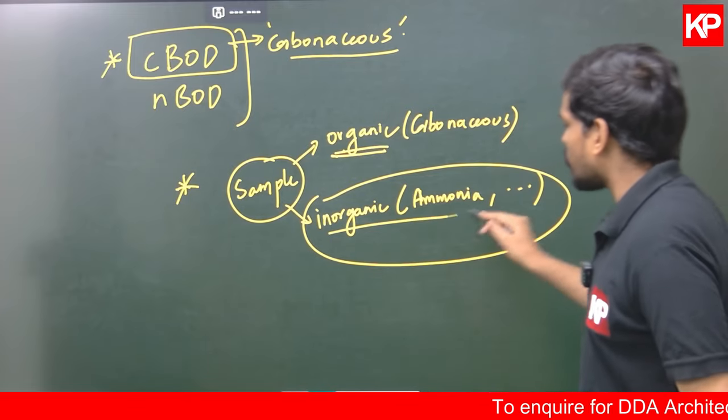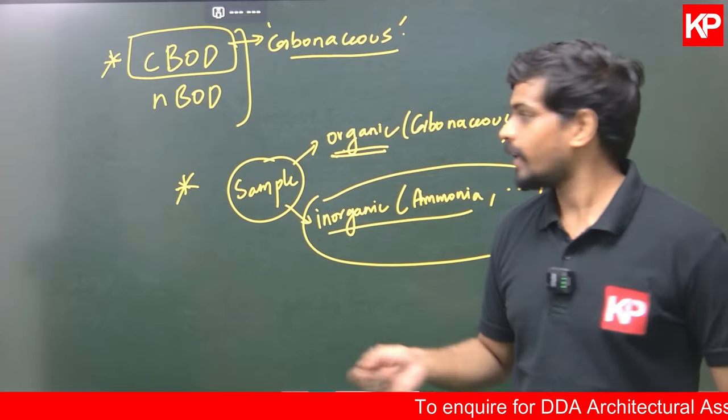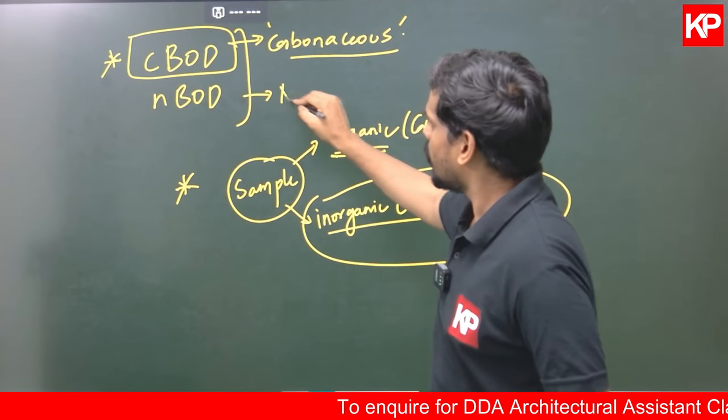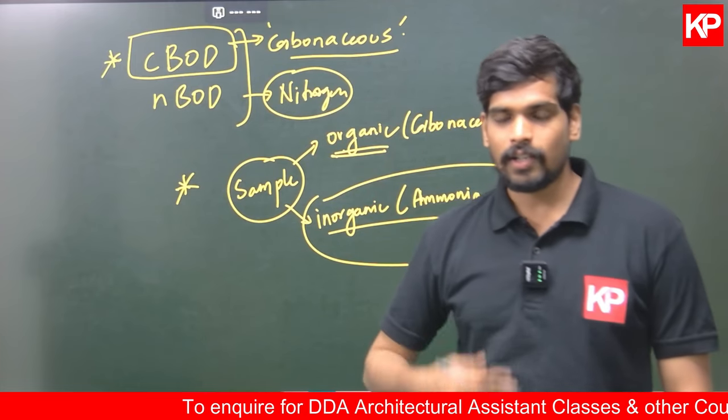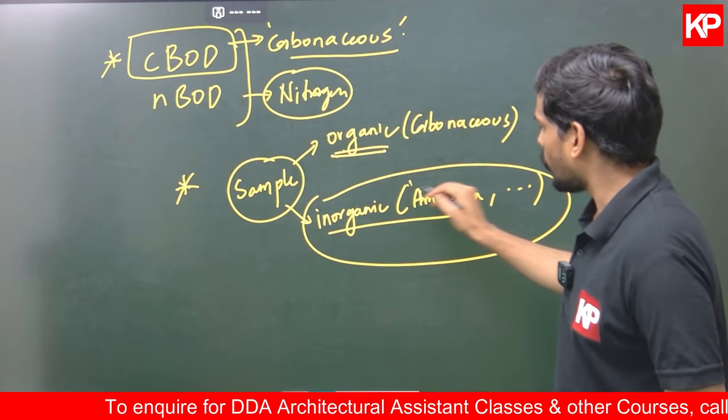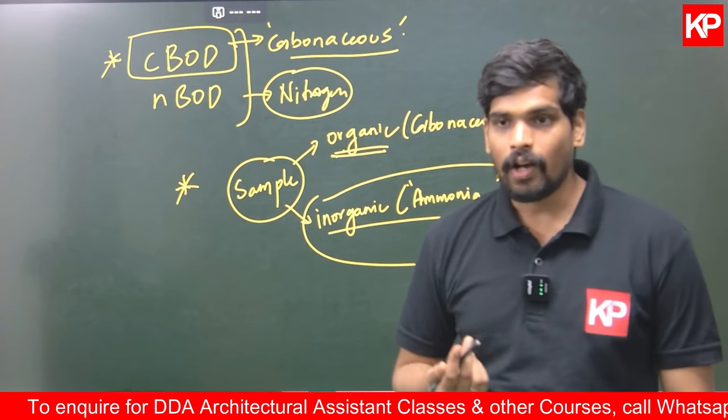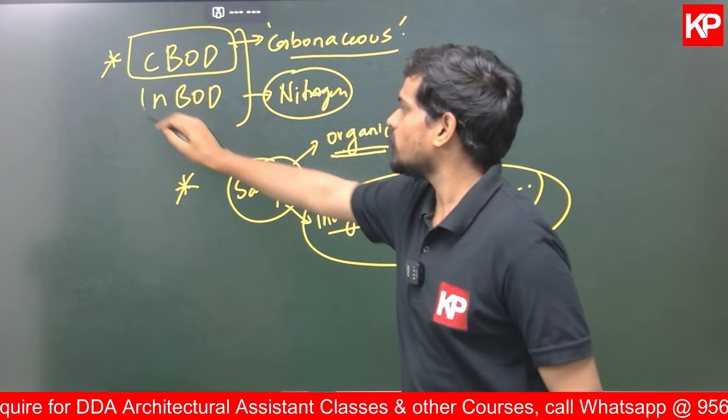So inorganic compounds like ammonia, how can they be oxidized? So what is NBOD now? N is ammonia based or nitrogen based compounds. So if you want to measure the biological oxygen demand of compounds, inorganic compounds like ammonia also, that's called NBOD. So that's the basic difference.